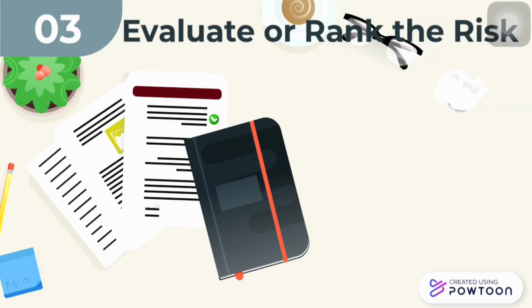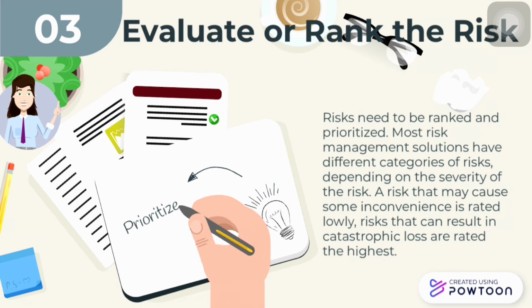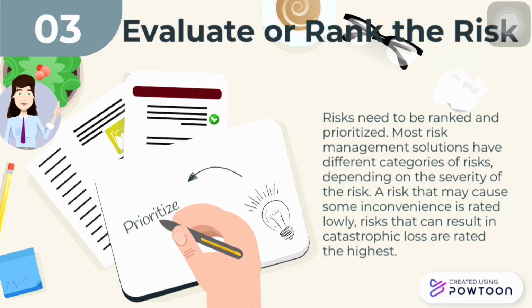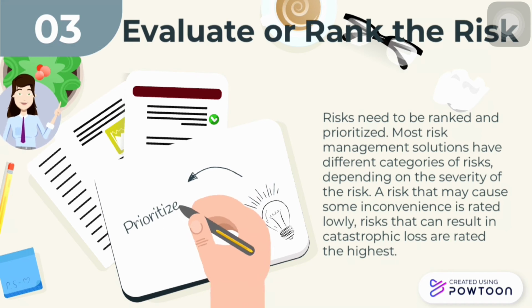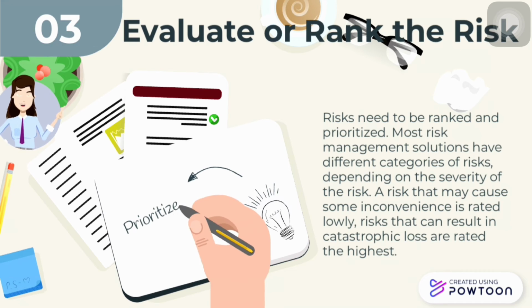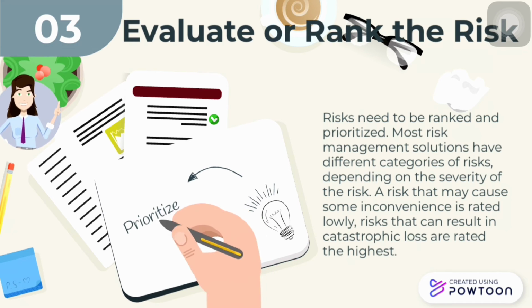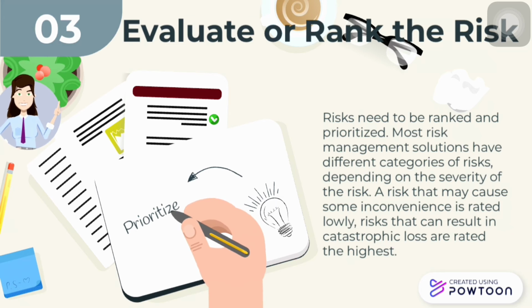3. Evaluate or rank the risk. Risk needs to be ranked and prioritized. Most risk management solutions have different categories of risk, depending on the severity of the risk. A risk that may cause some inconvenience is rated lowly. Risks that can result in catastrophic loss are rated the highest. It is important to rank risks because it allows the organization to gain a holistic view of the risk exposure of the whole organization. The business may be vulnerable to several low-level risks, but it may not require upper management intervention. On the other hand, just one of the highest rated risks is enough to require immediate intervention.